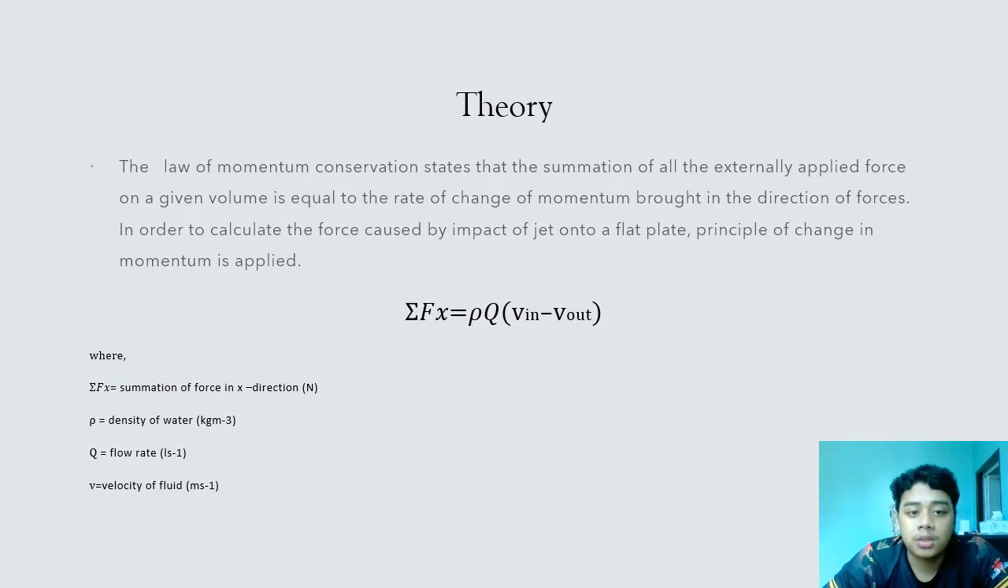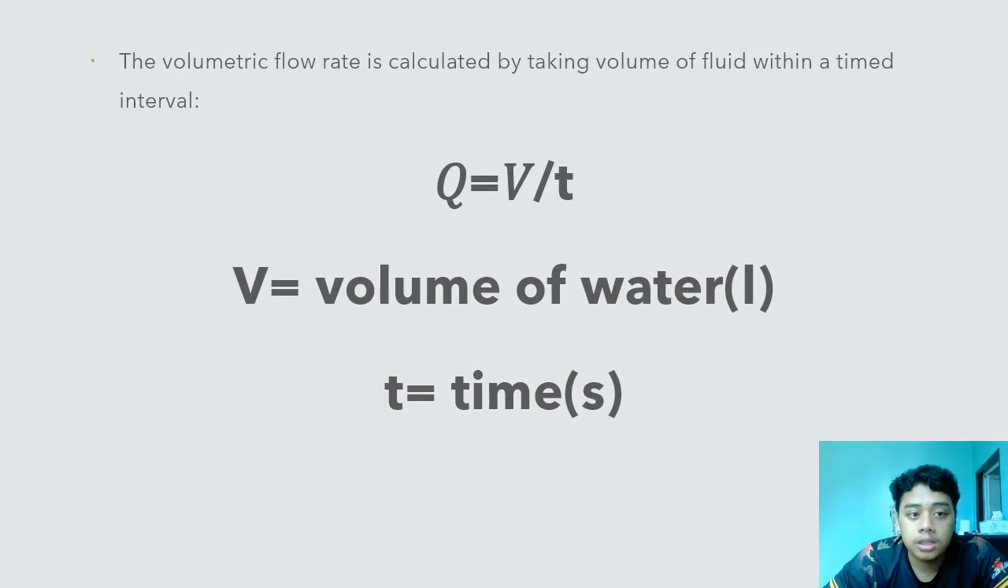The law of momentum conservation states that the summation of all externally applied forces on a given volume is equal to the rate of change of momentum in the direction of the forces. In order to calculate the force caused by the impact of a jet onto a flat plate, the principle of change in momentum is applied. So this would be the equation: Fx equals rho Q (V in minus V out). The volumetric flow rate is calculated by taking the volume of fluid within a time interval. We use the formula Q equals V over T.